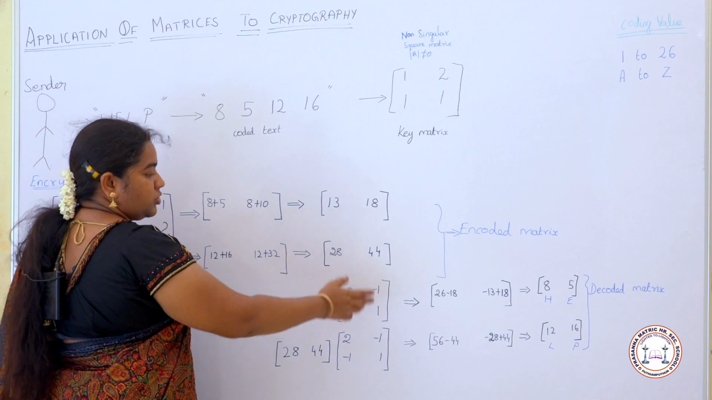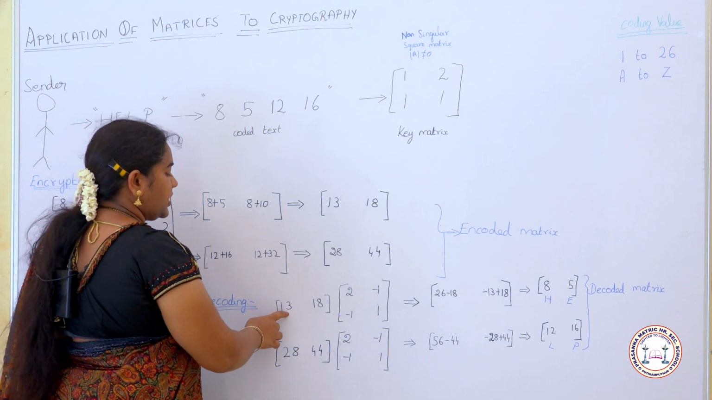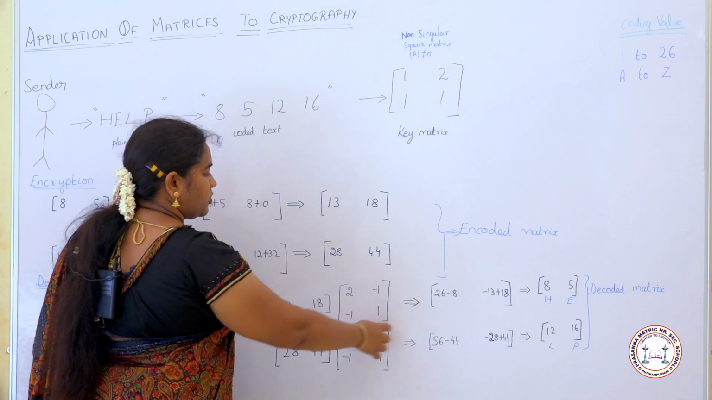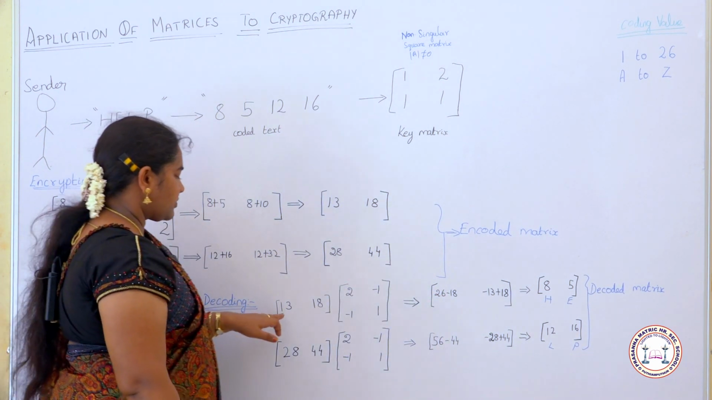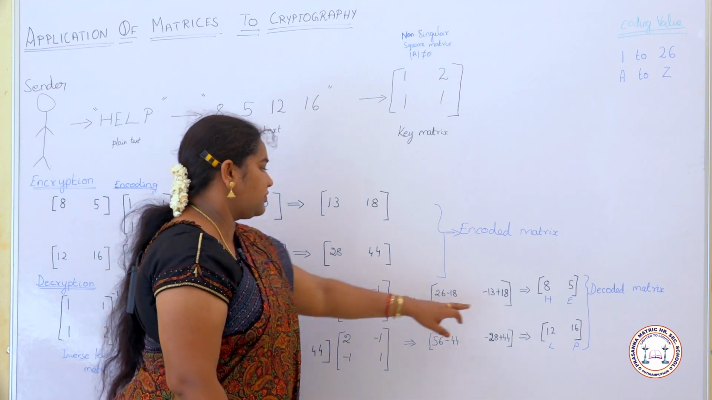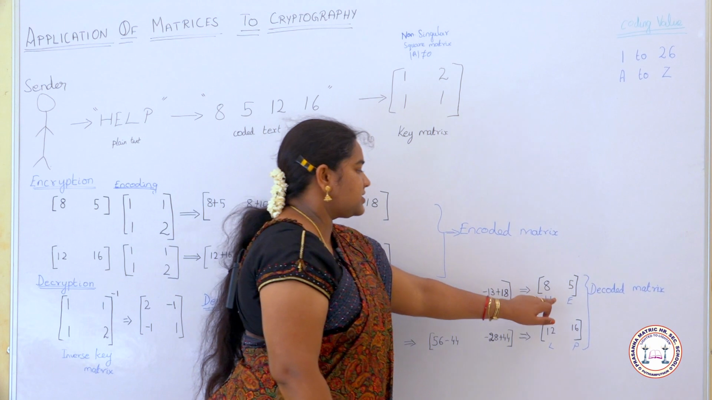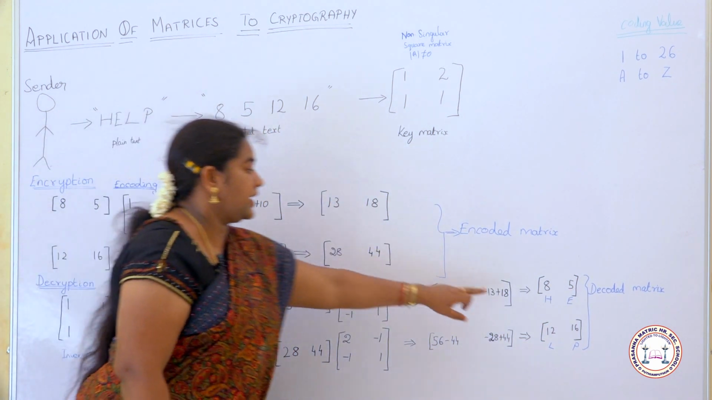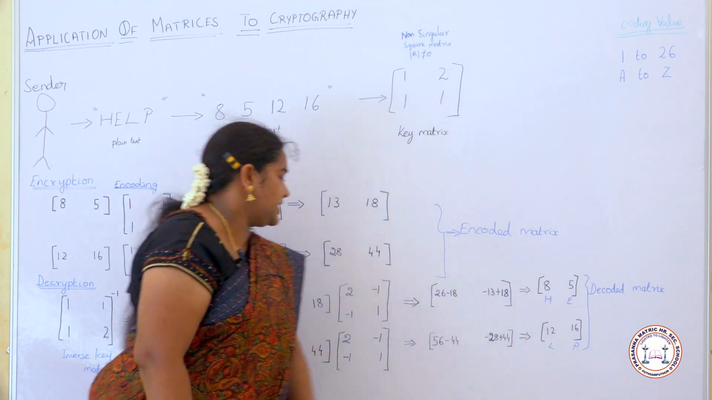The multiplication is simple: 13 is multiplied with 2, so 26. 18 into minus 1 will give you minus 18, and 13 into minus 1 will give you minus 13. 18 into 1 will give you 18. So the final answer is 8, 5. The original message we have got is: 8 is H and 5 is E.